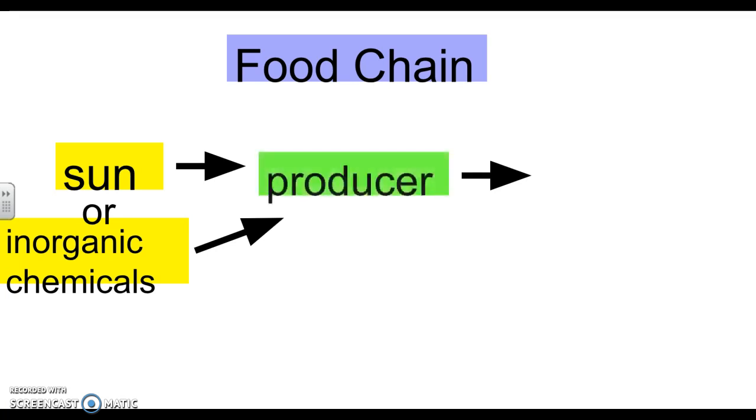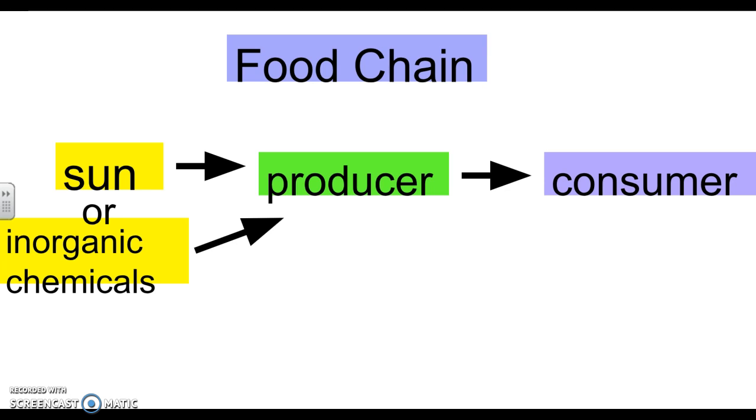And from that, it's going to go to some type of producer. So after the sun in a food chain, we are always going to have a producer. There can never be any type of consumer or heterotroph after the sun. It always has to be a producer. Or after the inorganic chemicals, it always has to be a producer coming next. And then after the producers, you've got several different types of consumers that could come next, but one of them has to eat or consume the producer.